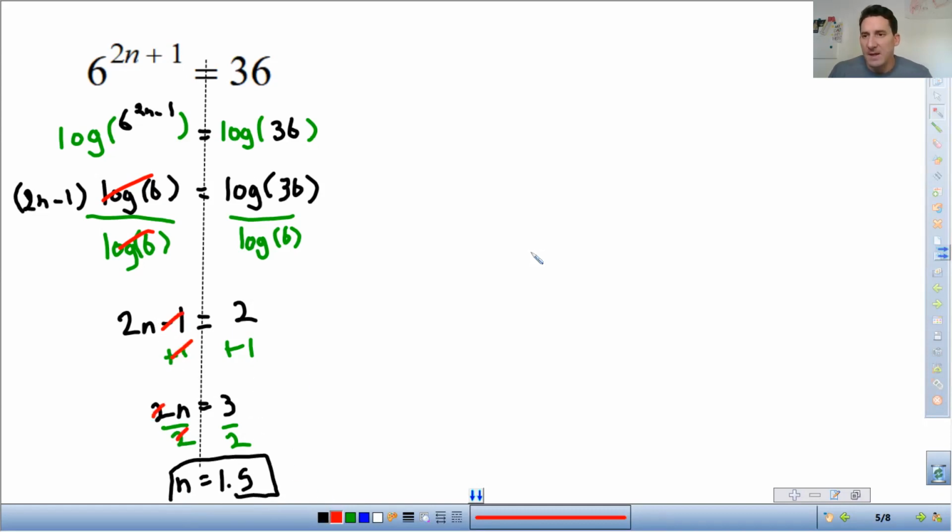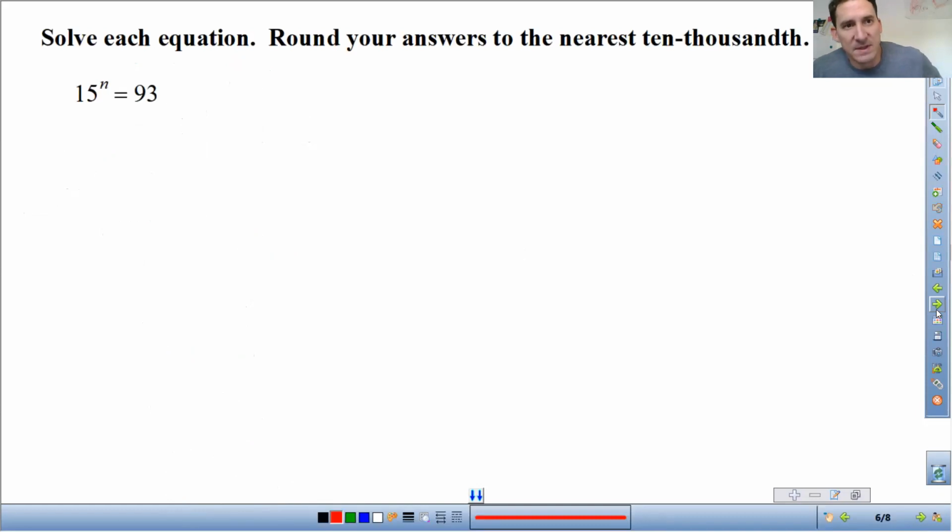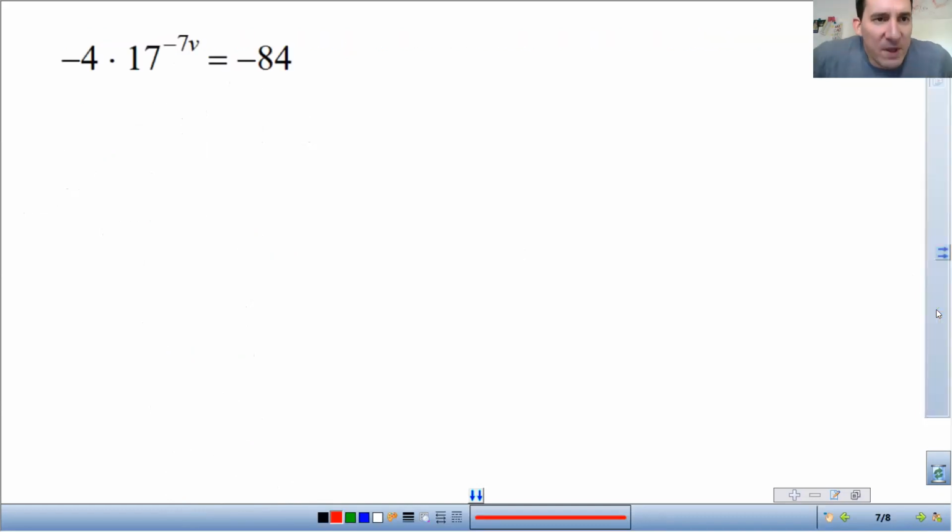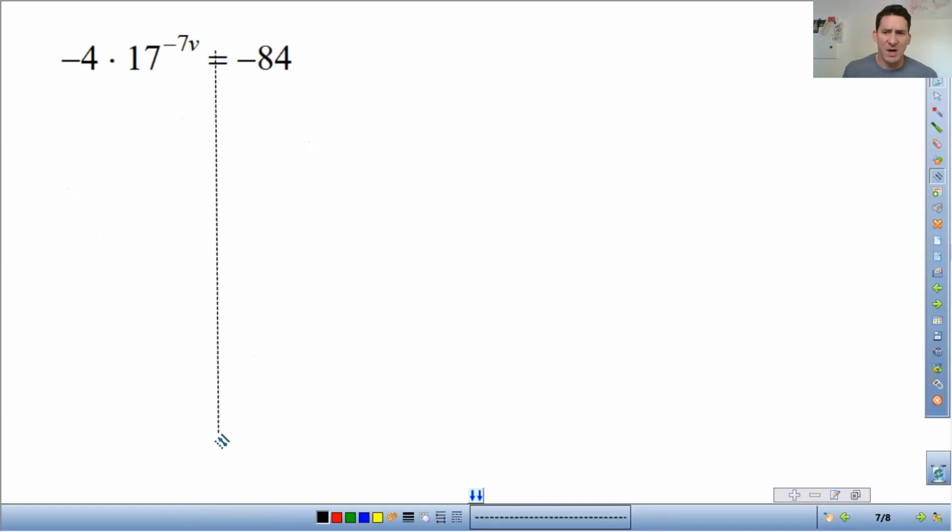There we go. And so let's look at what we do when you have more than just a base and exponent on the one side. You do get these problems where there's a lot to work through. So I can't take the log of both sides. I mean, I could take the log of both sides at this point, but that's going to end up being more work. So what I want to do is just work down to where I have just the 17 to the power. So I'm going to divide both sides by -4.